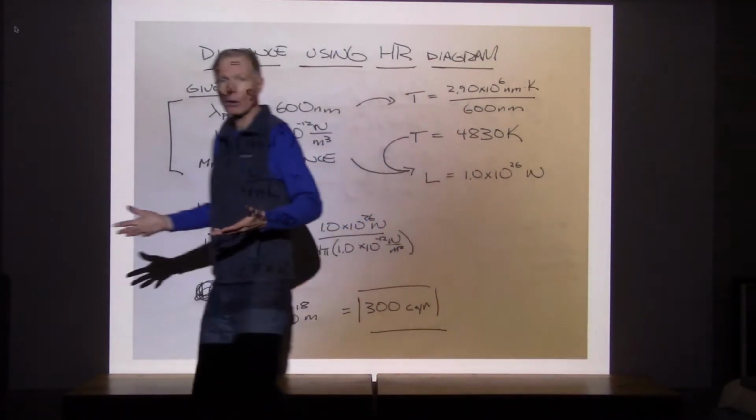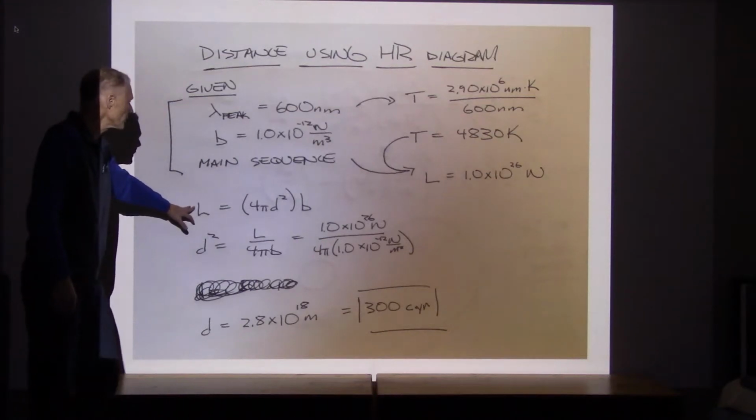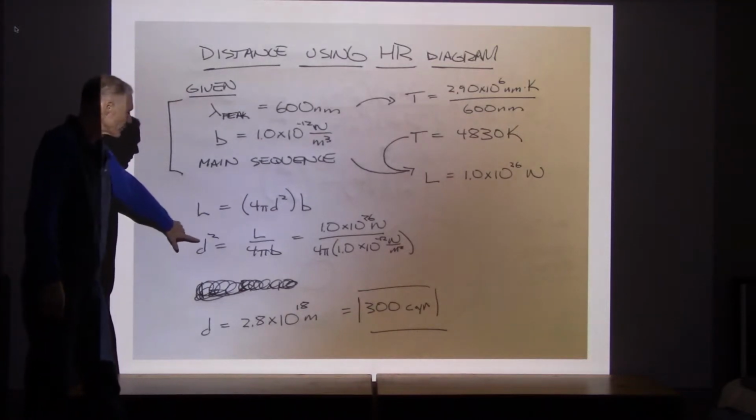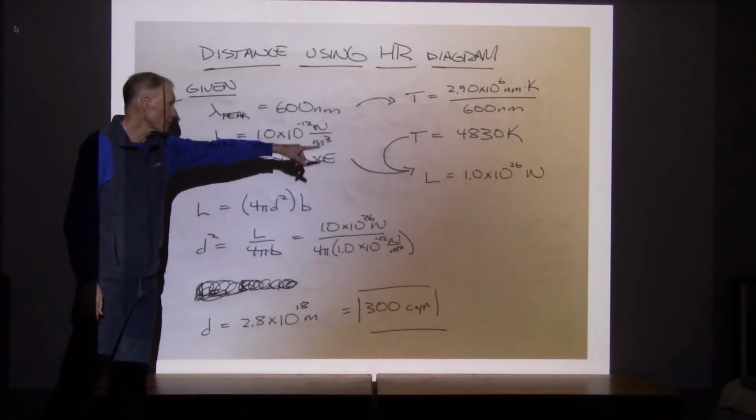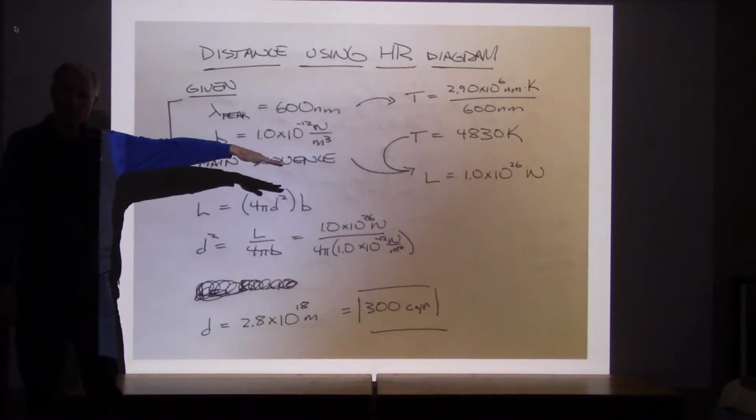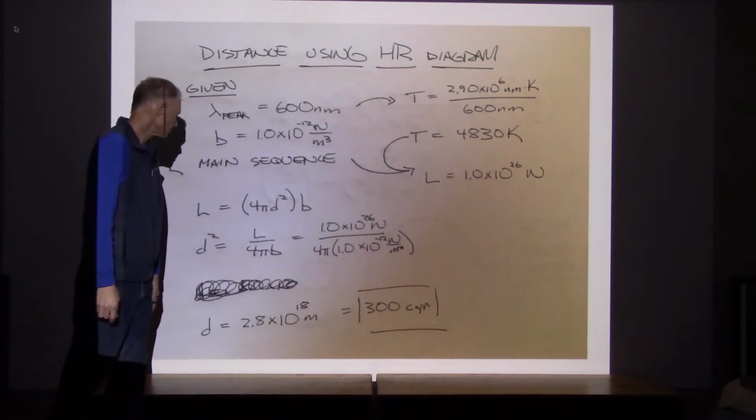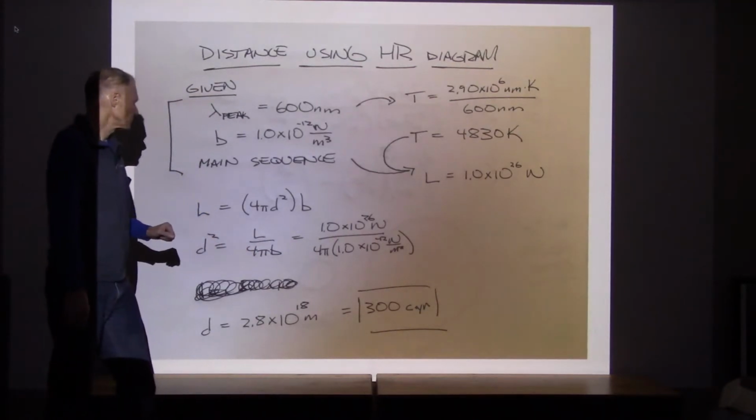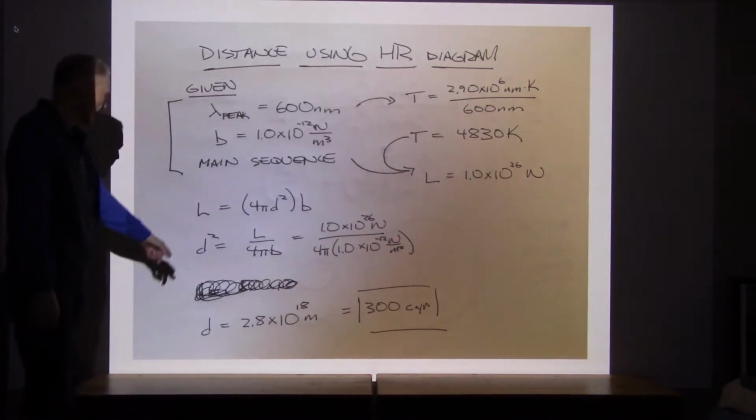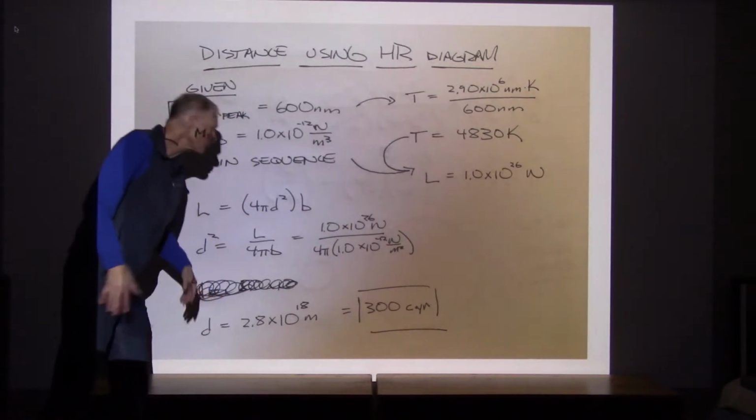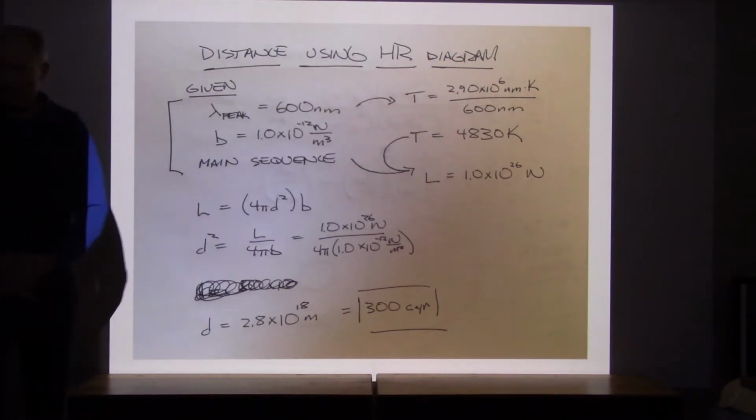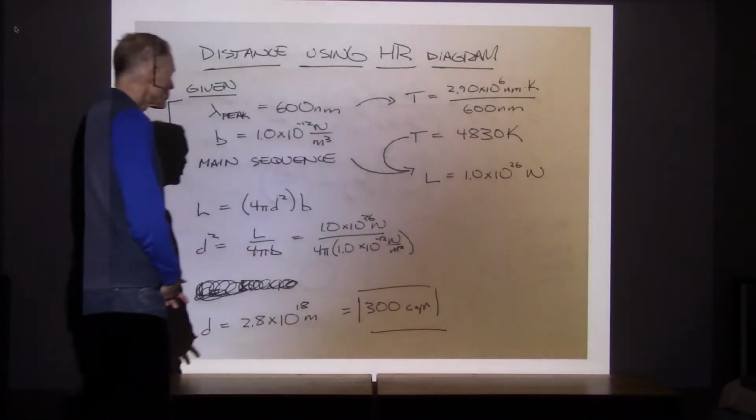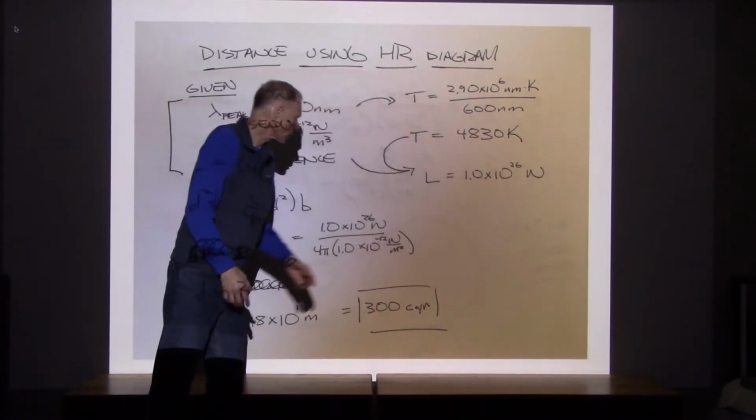So what we can do now is take our luminosity-brightness formula and solve for distance. So this is distance squared. I can put in the luminosity value that I got from looking at the HR diagram, and then divide that through by 4 pi times the brightness that was given. And for that, I ended up with a distance. Now everything here is in standard units, so the distance is going to come out in standard units also: 2.8 times 10 to the 18th meters. And that converts over into 300 light years.